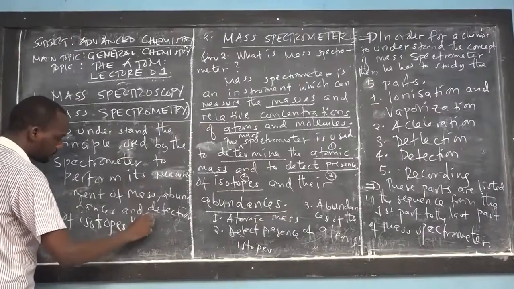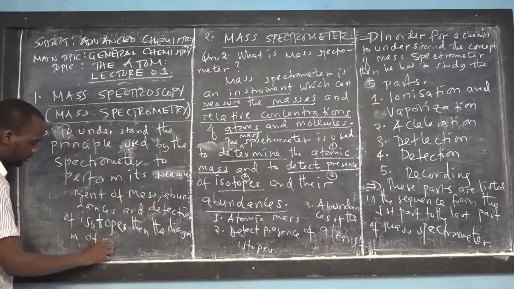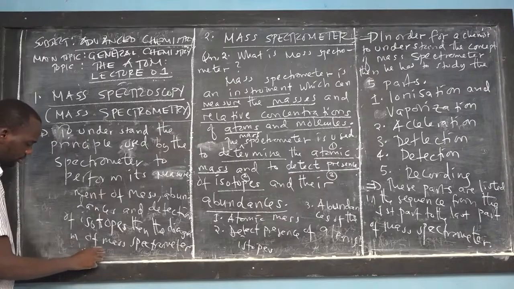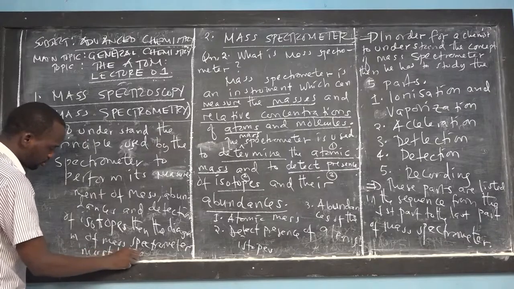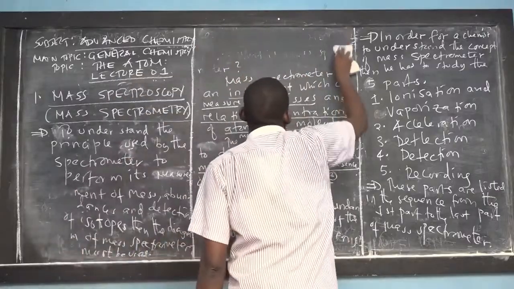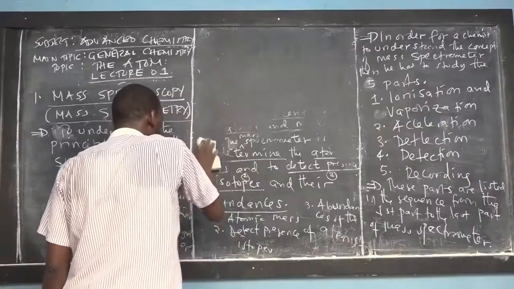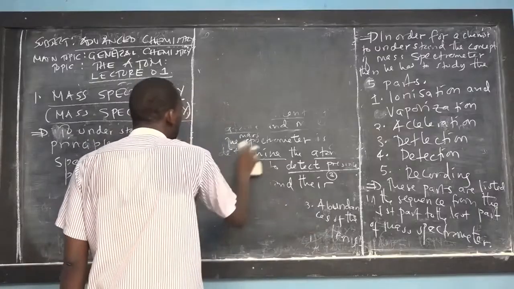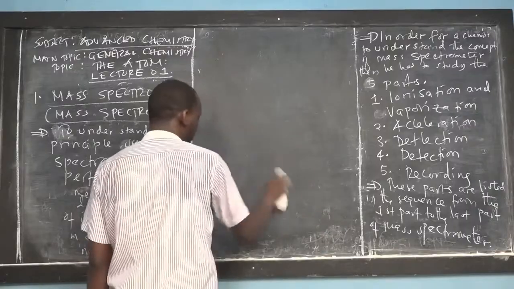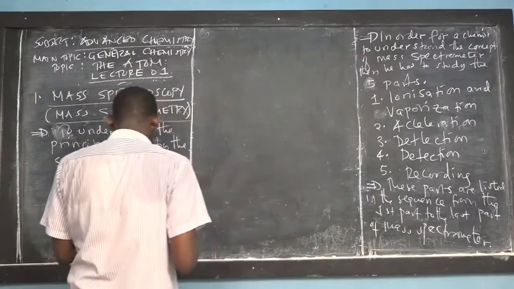A diagram of the mass spectrometer must be used. For you to understand how the mass spectrometer works, it is not enough, it's tough, to learn by reading those descriptions or explanations. The best way is to draw a diagram of the mass spectrometer, and then we explain its principle and how it works.